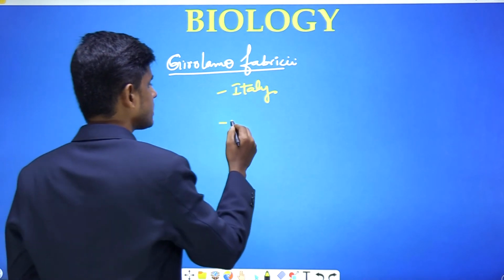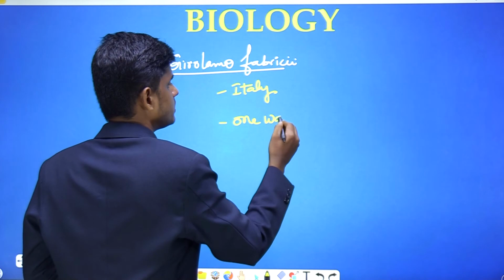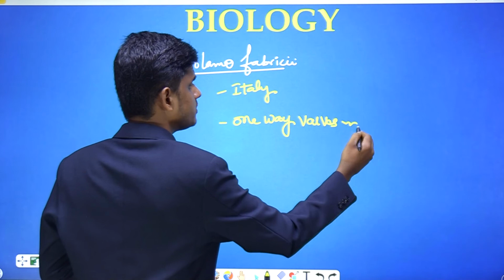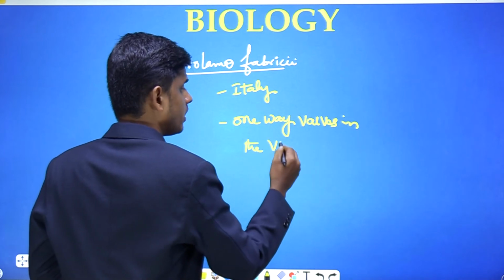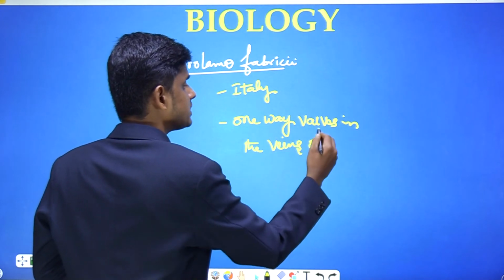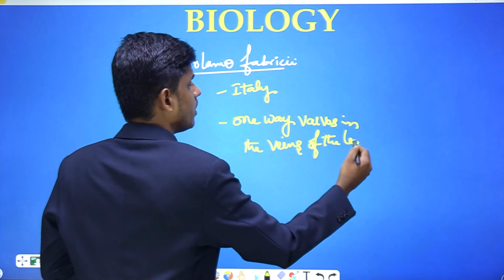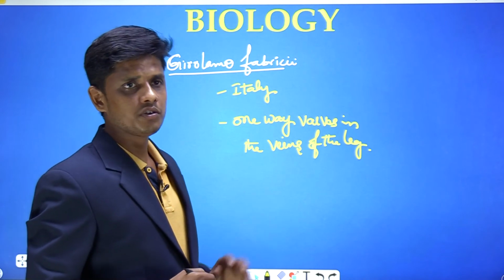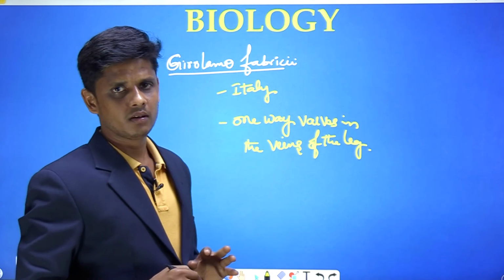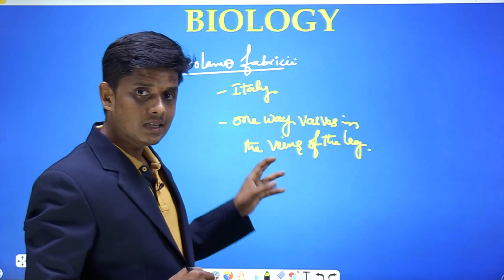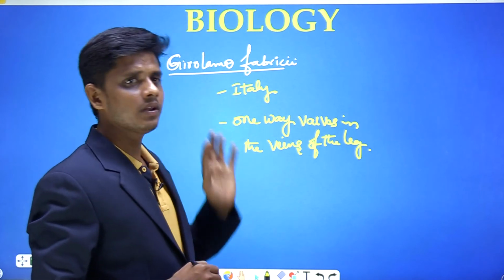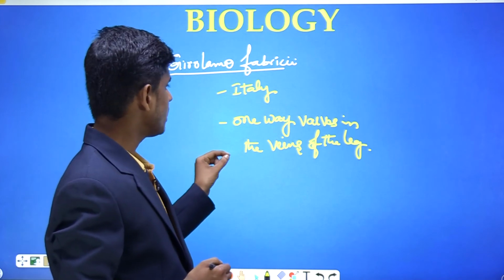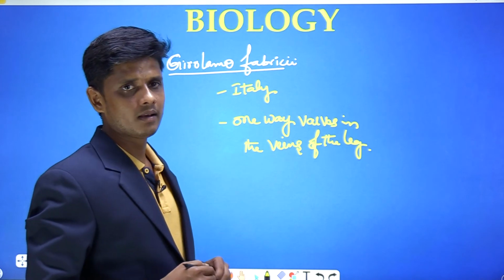Understand? He discovered one-way valves. What is that? One-way valves in the veins of the leg. You know what was the function of the vein? We should know the basic function of the vein. Fine. And the veins and arteries and blood capillaries, all those are collectively called blood vessels. What is that? Blood vessels. And he discovered the one-way valves in the veins of the leg.